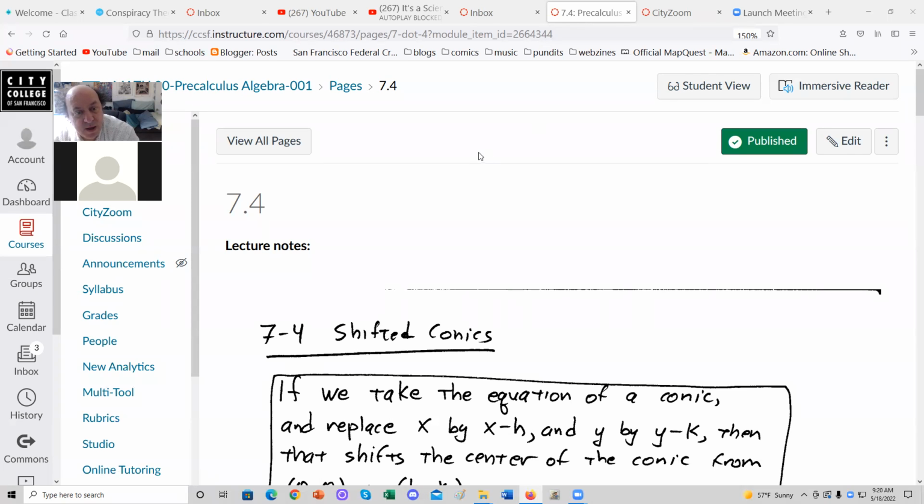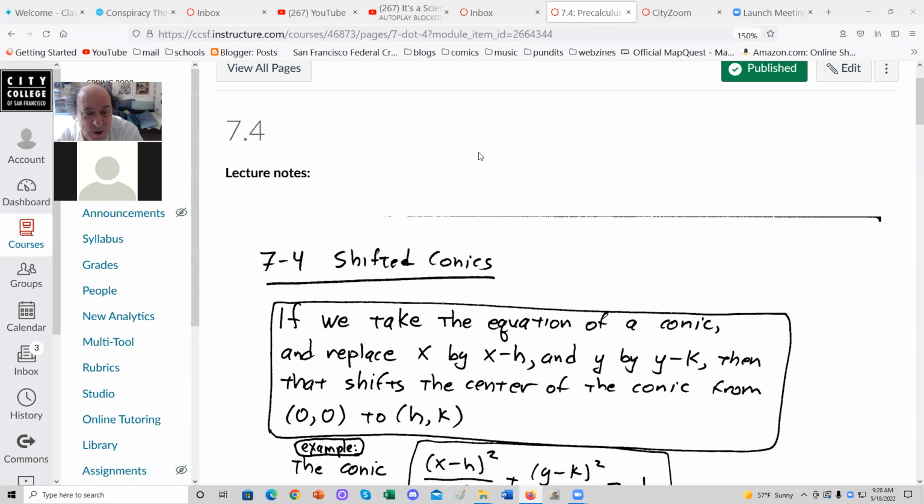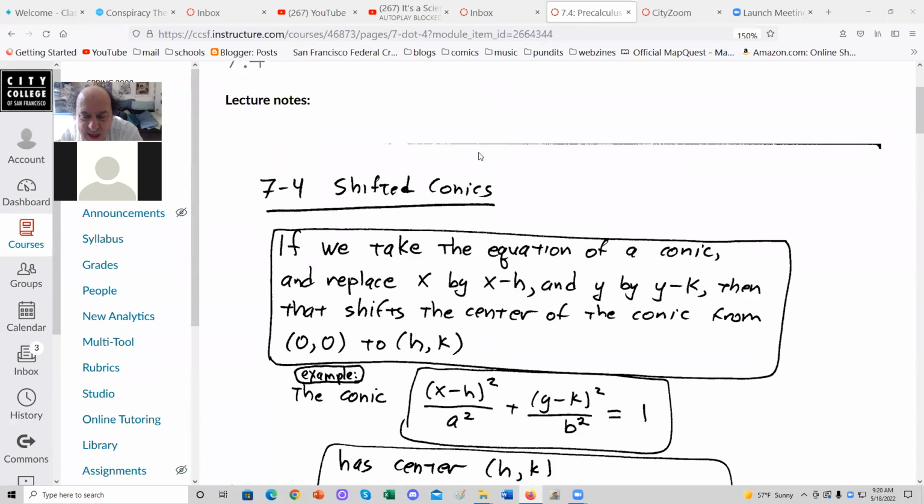We begin. 7.4, last section of the book, shifting conics. All these conics so far have been x squared over a squared plus or minus y squared over b squared equals 1, and its center is 0 by 0. Well, what if we shift it left, right, and up, down? Well, if we want the center to be h by k instead of 0 by 0, we replace x by x minus h to delay everything h units, and y by y minus k to lift everything by k units.